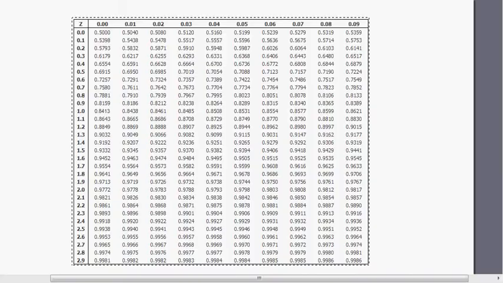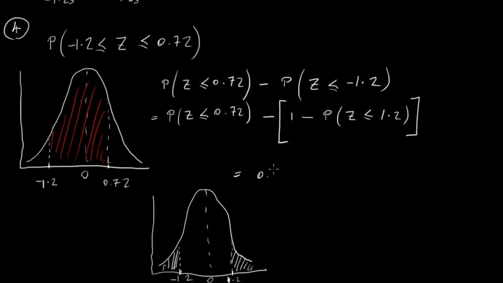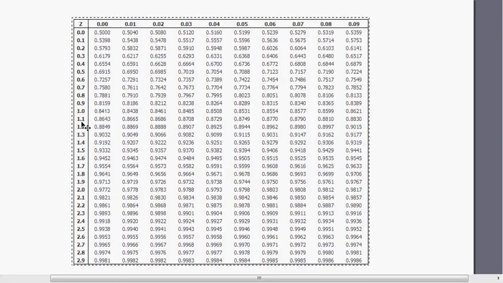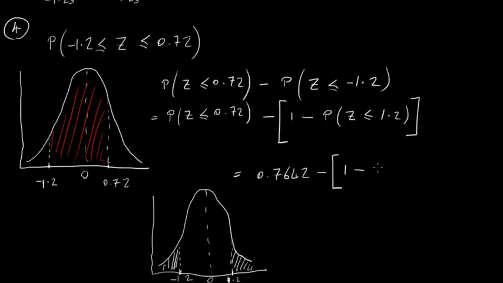So that's 0.7642 minus 1 minus the probability of z being less than or equal to 1.2. So let's look for 1.2. So 1.2 is here, and it gives 0.8849. So this is 0.8849.